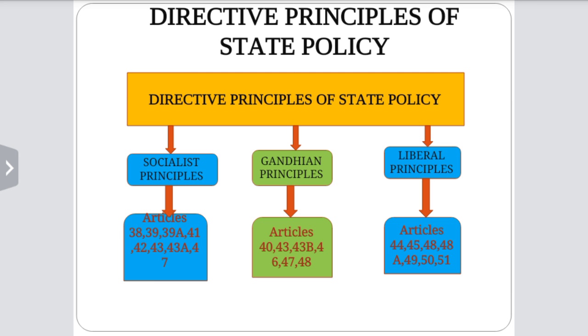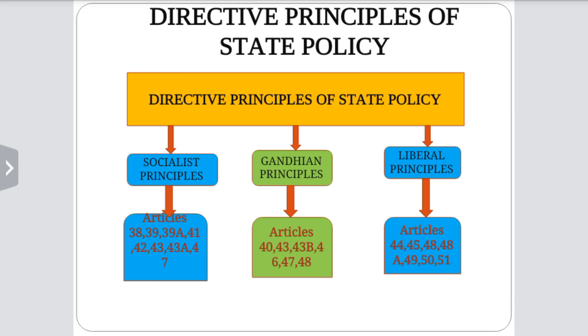Now, let us see the classification of directive principles of state policy. DPSPs are not classified in Constitution, but are classified for our convenience. Directive principles of state policies can be classified into three types, that is socialist, Gandhian, liberal.